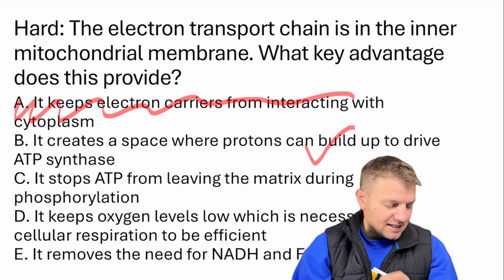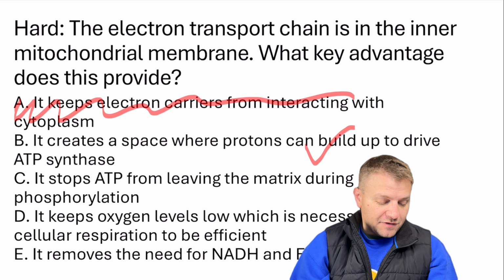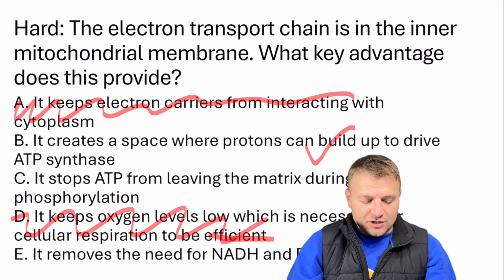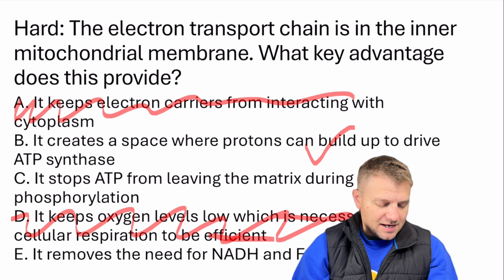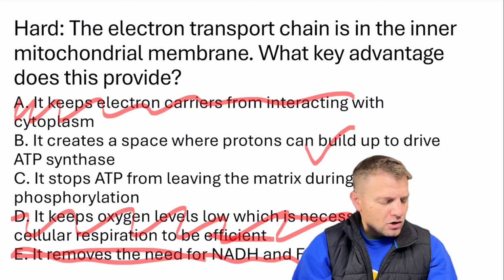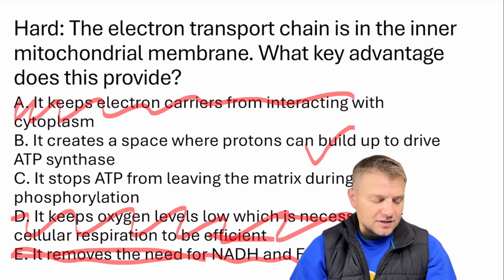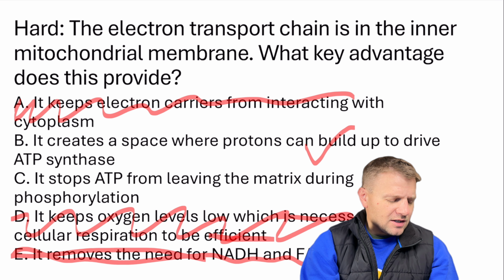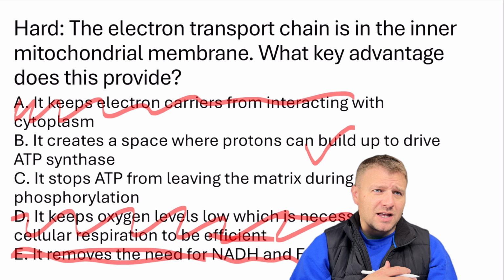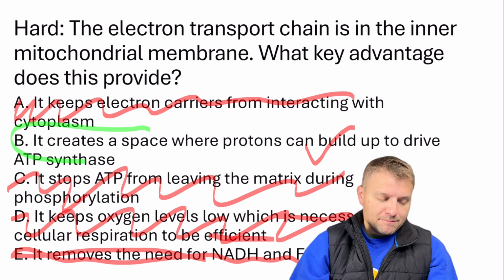Let's go back to D and E. D, it keeps oxygen levels low, which is necessary for cellular respiration to be efficient. No, I like the word efficient, but no, that's just not how that term should be used. And then E, it removes the need for NADH and FADH2 oxidation. No, that's not right. Going back to C, it stops ATP from leaving the matrix during phosphorylation. No, it doesn't stop it. It might compartmentalize those molecules, but it's not going to stop it completely. This is why B is right.